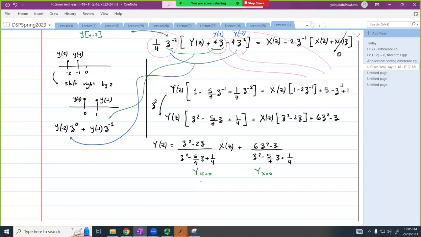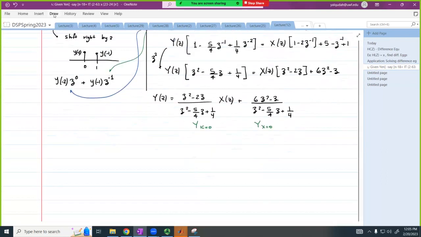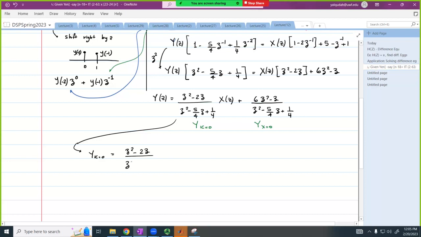If I have a transfer function and tell you to find the output for a given input, what does that mean? It means the initial conditions are assumed 0. So therefore, we're going to take each one of these components and calculate the inverse z transform. So we're going to calculate y when initial conditions are equal to 0, which is equal to z squared minus 2z divided by z squared minus 5 over 4z plus 1 over 4 multiplied by x of z.